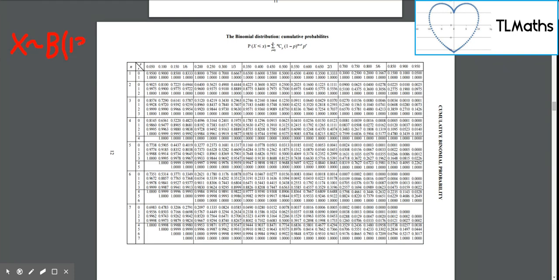So we're going to look at X being binomially distributed with an n of 13 and a probability of success of 0.15. And what we wanted to do was work out the probability of X being less than 3.